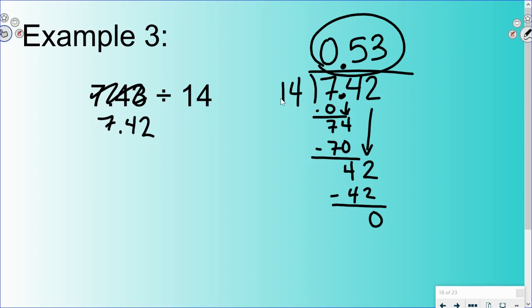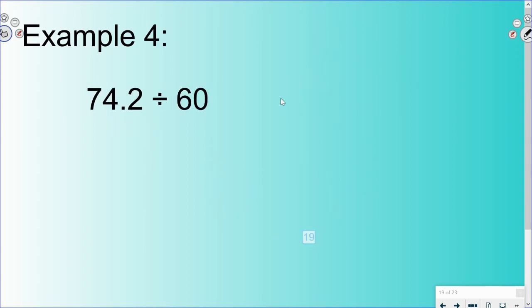Anytime you wish to check yourself, you can simply reverse the expression and you can multiply 14 times the part you just found. And it should come out to the original dividend. That's not the right word. Let's keep going on, please.